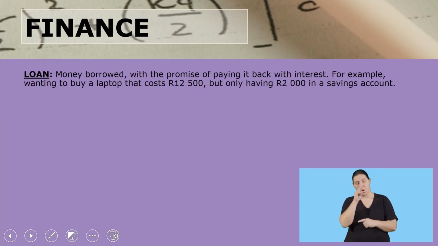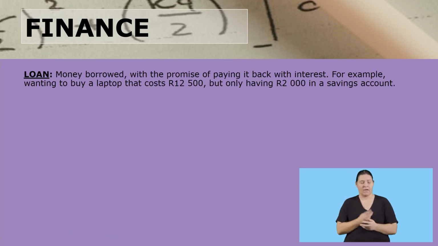Let's look at a loan. Okay, so a loan is money borrowed with the promise of paying it back with interest. For example, wanting to buy a laptop that costs 12,500 rands, but only having 2,000 rands in a savings account.